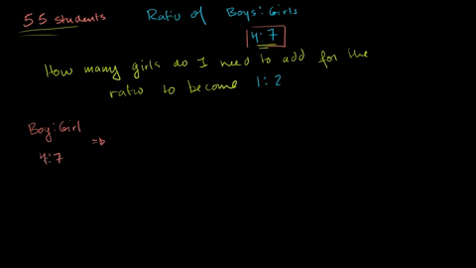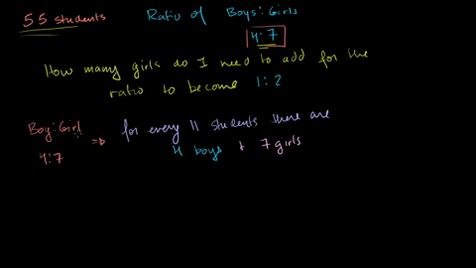That means if you add up these two, for every 11 students, there are 4 boys and 7 girls. That's what this ratio tells us. You could split this classroom into a bunch of groups, and for every group of 11, you're going to have 4 boys and 7 girls. That's all that tells me. If you split them, every group has the same number of boys and girls.